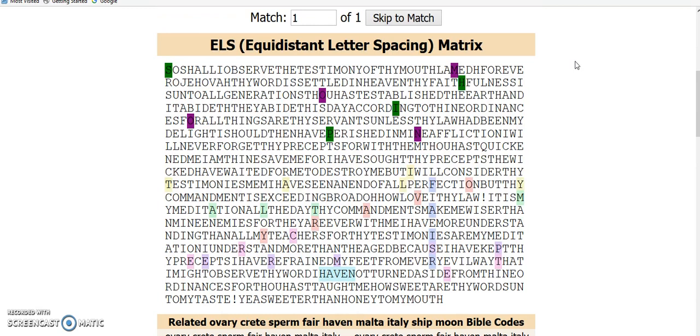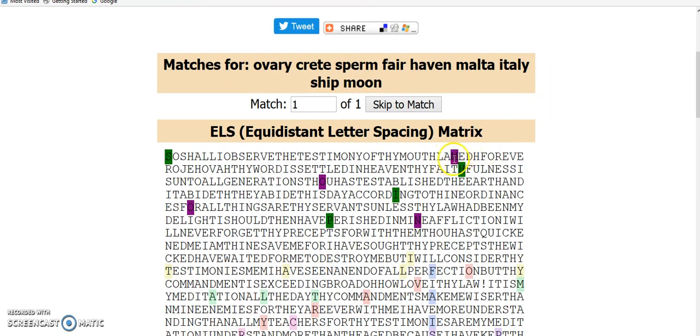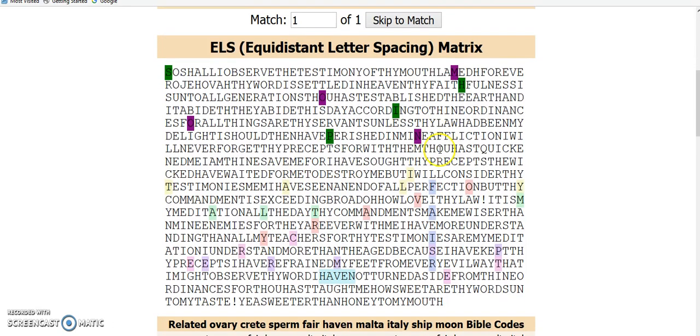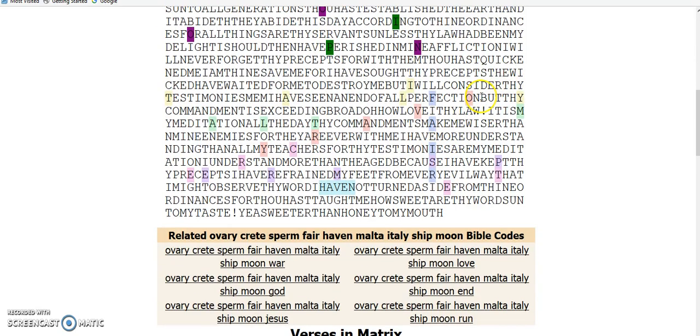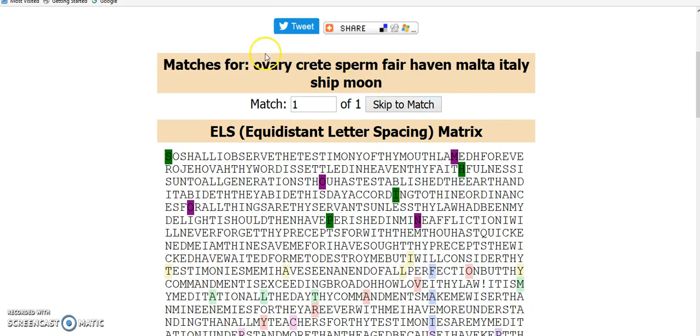And you can see it in this one. It's coming up over here in the burgundy with the letters M-O-O-N. It's going through the word ship. And over here you have the word ovary going through the word fair, and then you had haven over here, which I believe Fair Haven, the island of Crete, represents the ovary.